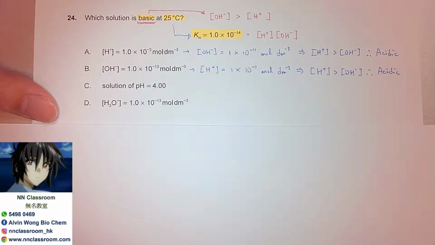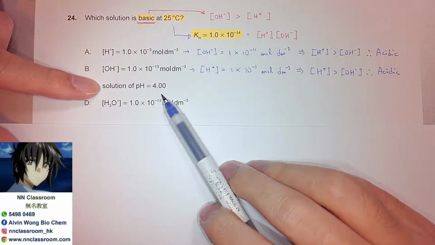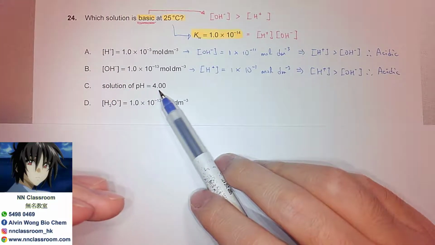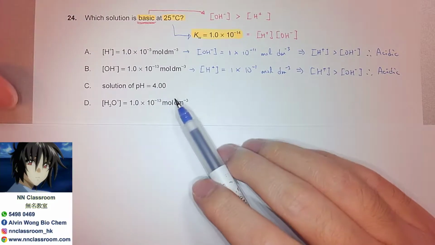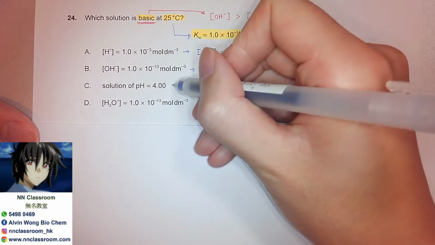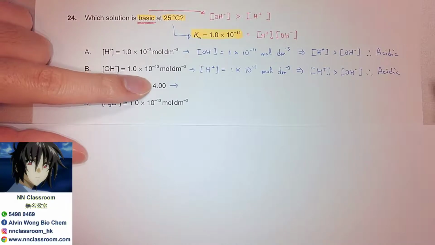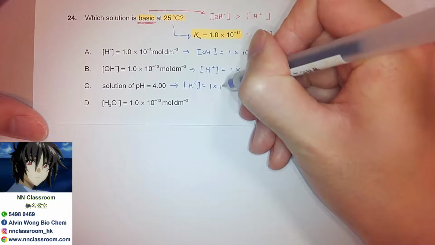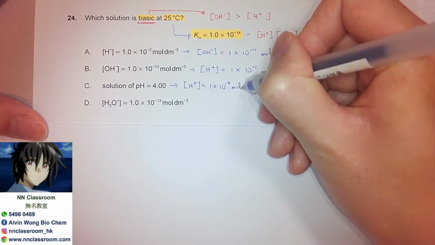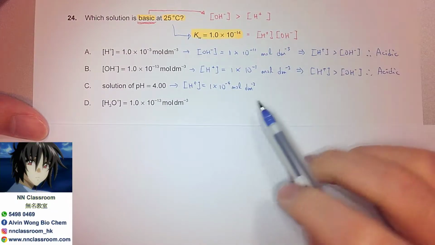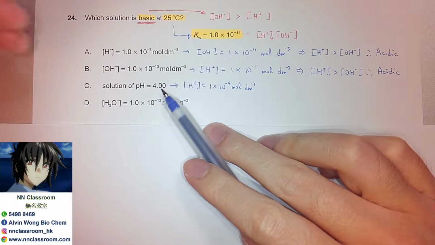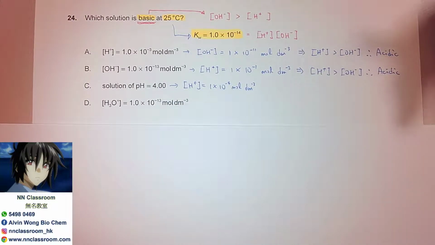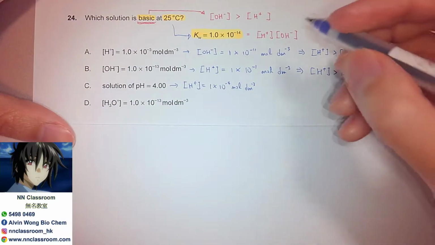Not our choice. Next, this is the easiest one, I think, because the pH is 4, lower than 7. Lower than 7 is obviously acidic. But we can further prove it: for pH 4, the proton concentration is 1 times 10 to the power negative 4 mole per dm cube. This is what we learned behind the meaning of pH, because pH is defined as the negative log base 10 of the concentration of protons. And because of this negative 4, we can judge.